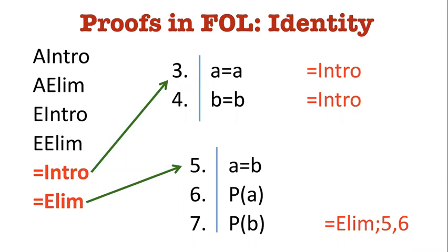Now, identity intro is perhaps the simplest rule of all, because you know that any sentence like A equals A or B equals B is necessarily true. That can't possibly be false. The identity intro rule allows us to just assert one of those whenever we need it in a proof. Now, you might be wondering, why would we ever need that? And I'll show you with some examples a little bit later why we would.